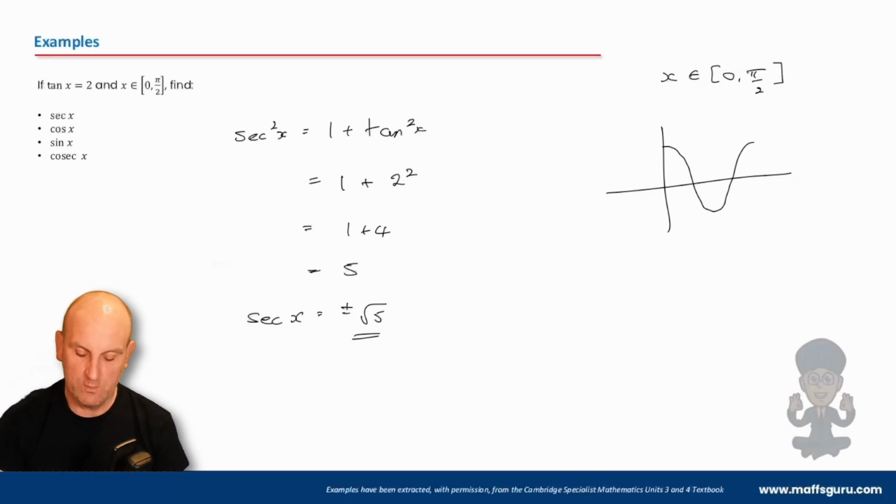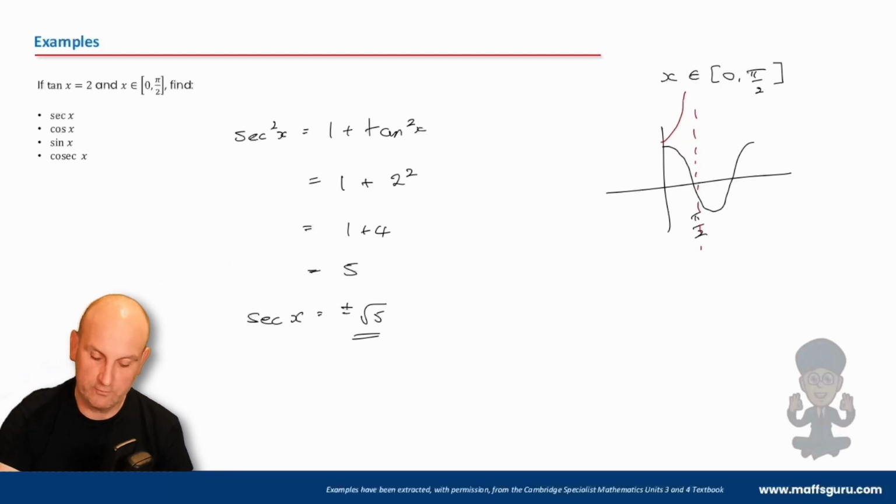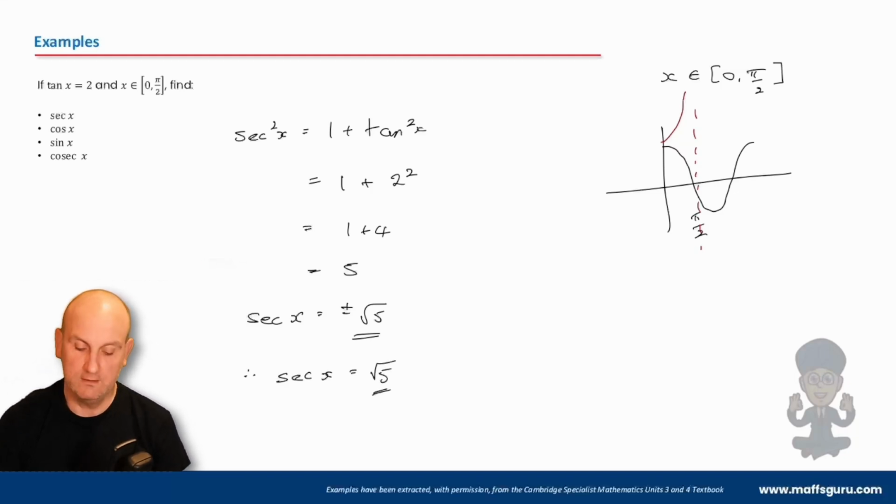Okay, and we want it between 0 and pi on 2. Well, that's pi on 2 there. Yep, but we've got to realize that for sec, that was an asymptote. So we're going to have values here. So we are basically looking for the positive value there. And so just through a process of mathematical manipulation, we know, therefore, for that domain, sec x would have to be root 5. Okay, cool, that's the first one.